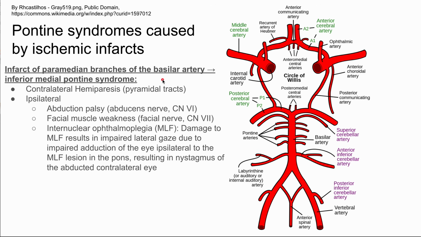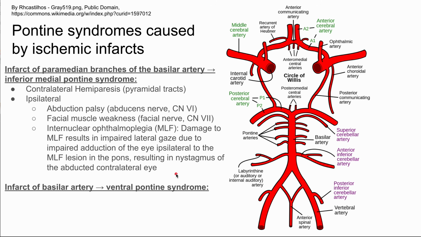You'll have internuclear ophthalmoplegia. This is damage to the MLF section. Damage to the MLF results in impaired lateral gaze due to impaired adduction of the eye ipsilateral to the MLF lesion in the pons. This results in nystagmus of the abducted contralateral eye.